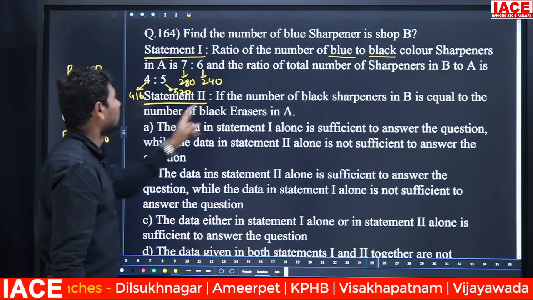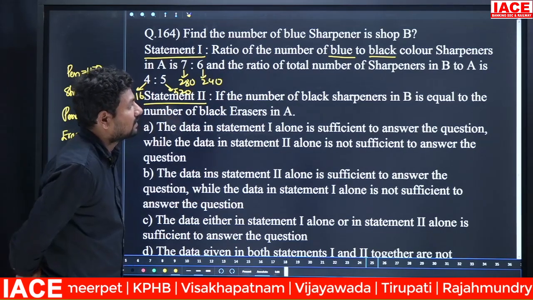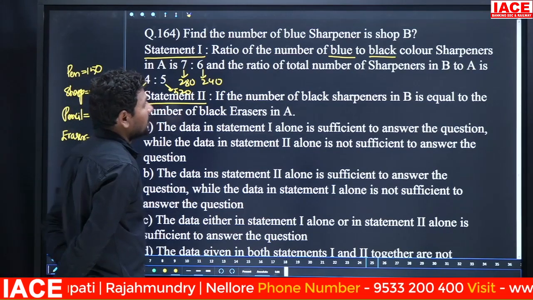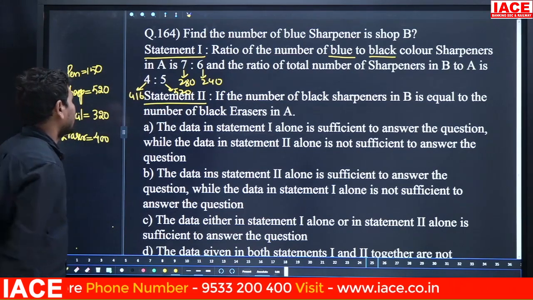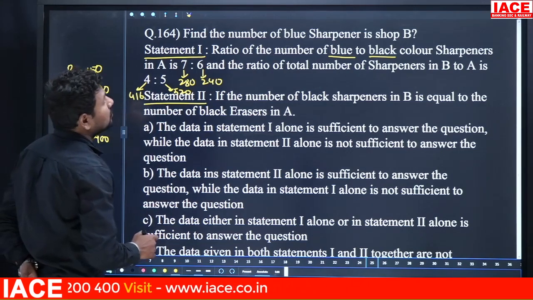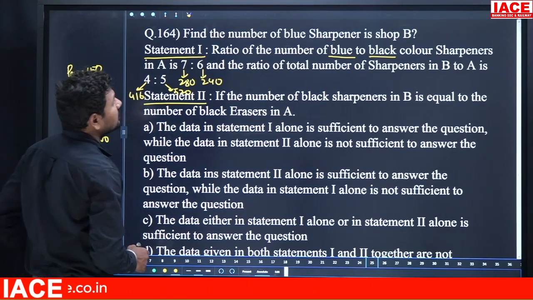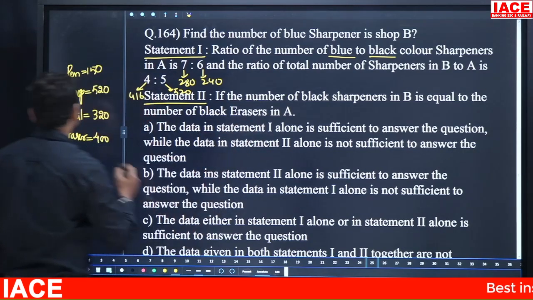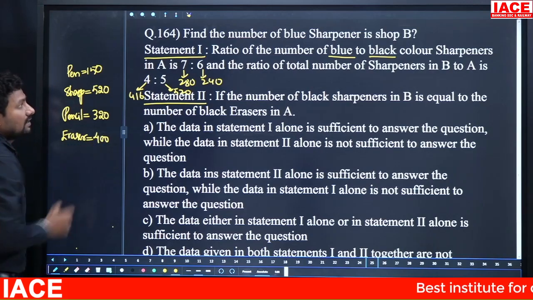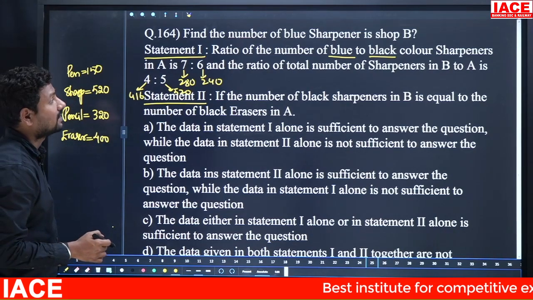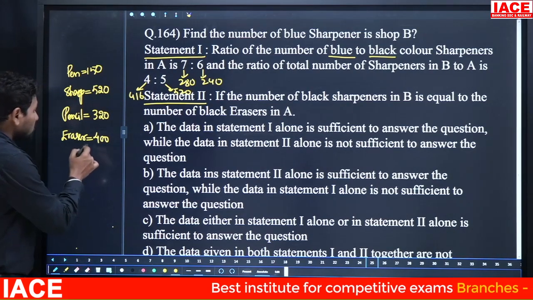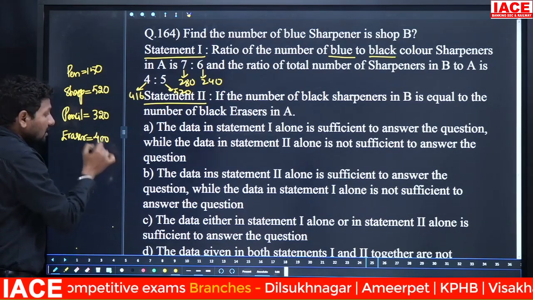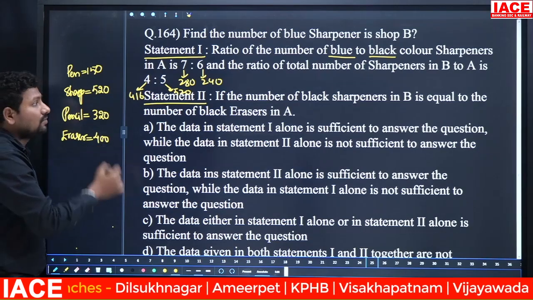Next, statement 2: if the number of black sharpeners in B is equal to the number of black erasers in shop A. Black sharpeners is required, but the question is asking for blue sharpeners in shop B. Black erasers is how much? Erasers are totally 400. In this, how much black and how much blue? There is no condition. If you know the condition of this, then you can easily generate it.